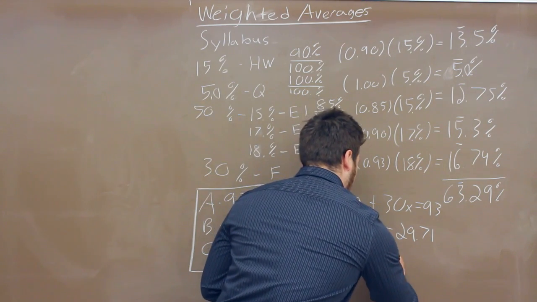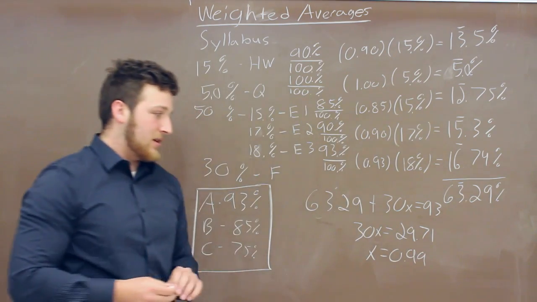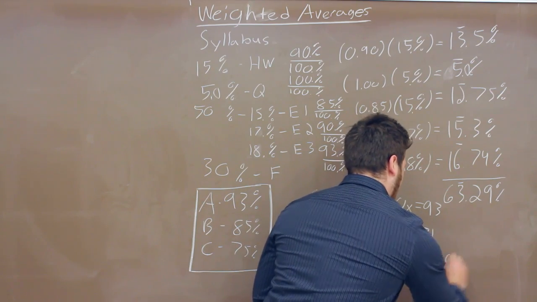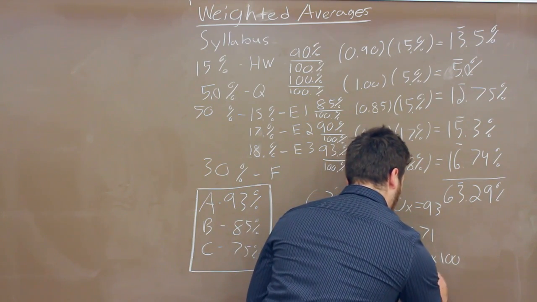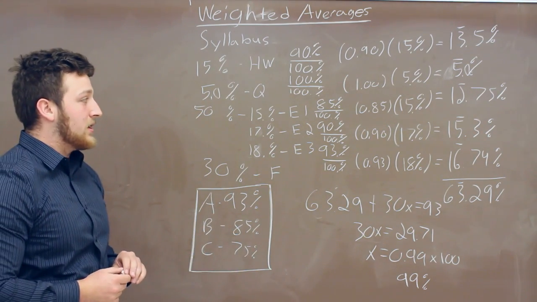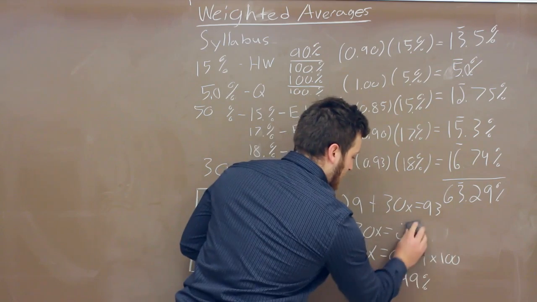Now we should divide by 30 on each side. We see that x equals 0.99. This means that, well, we'll multiply this by 100 first. The student will need a 99% on the final exam to receive a 93% in the class. So now we'll calculate for a B.